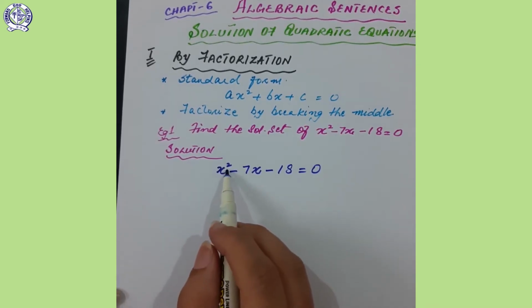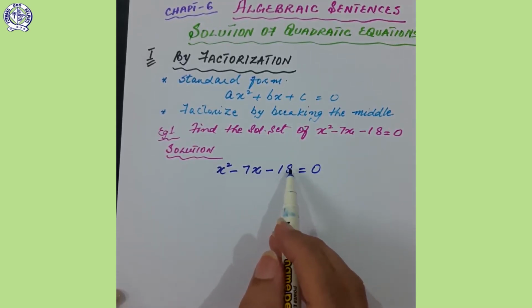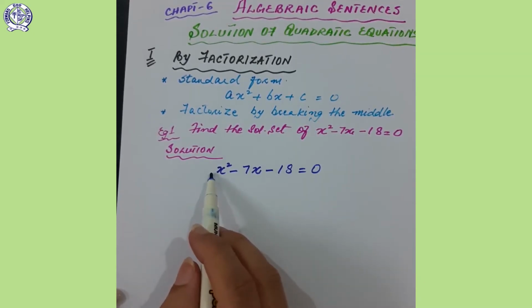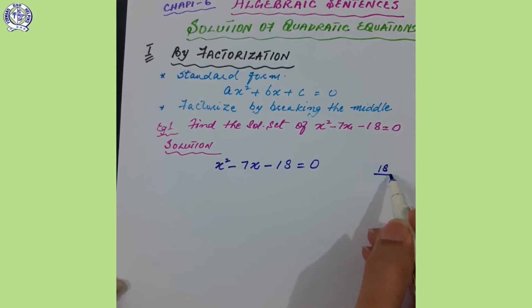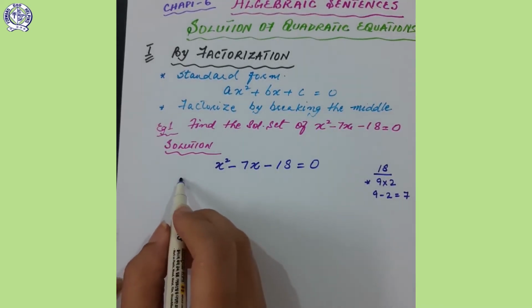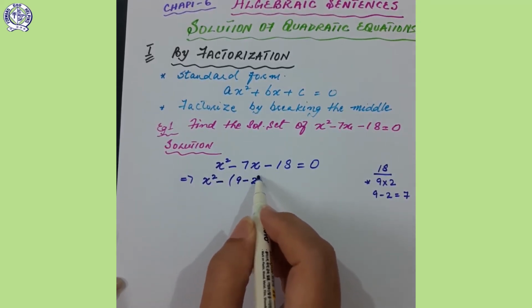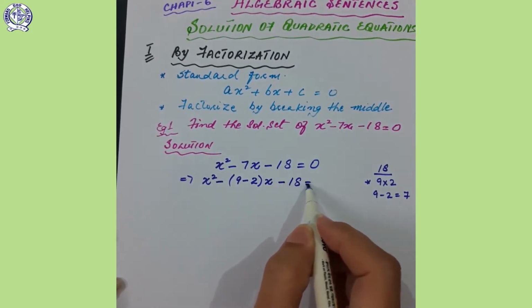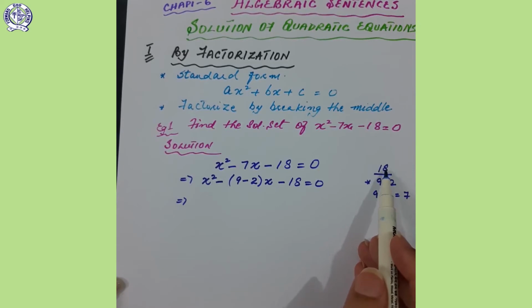Now how do you break the middle term? X square, highest power you can see is square, that's why it is known as quadratic equation. X square minus 7x minus 18, so you will make factors of 18. There is no coefficient given with the first term, so you can make factors of 18. So factors of 18 are 9 into 2 is 18, and when you subtract these two, you will get the middle term. So two factors are 9 and 2. So instead of 7x, you will write x square minus 9x plus 2x minus 18 equals to 0. 18 means 9 into 2 is 18, and 9 minus 2 will give you the middle term 7.